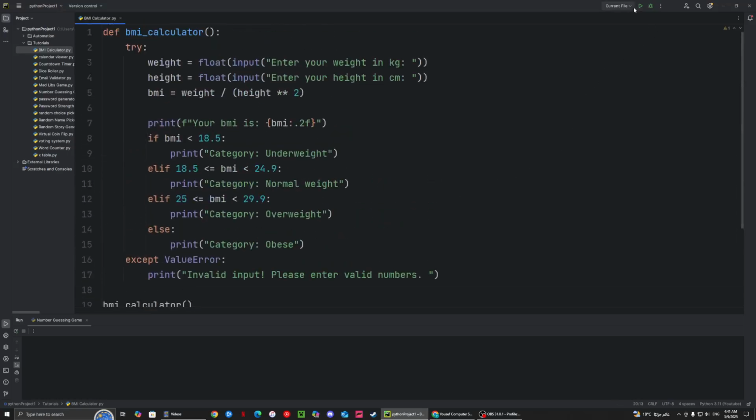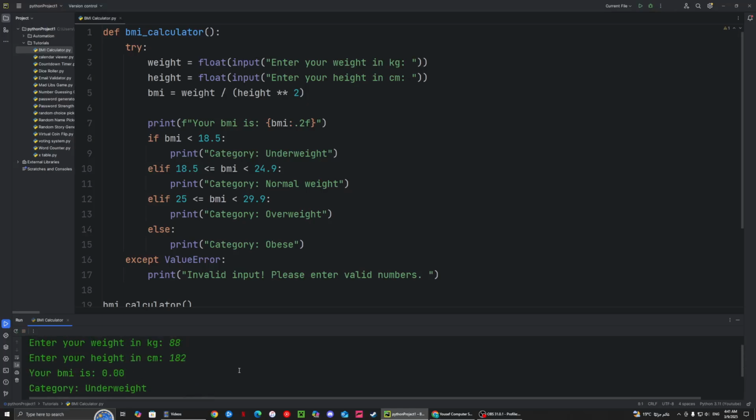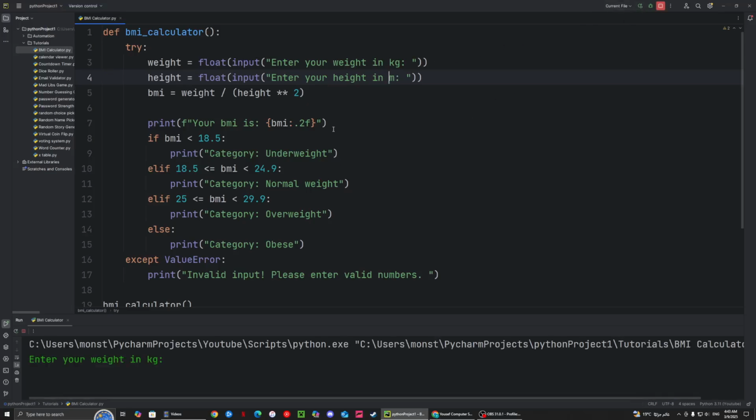So let's run it and see if it works. Enter your weight in kg. My weight is 88. Enter your height in centimeters. I am 182. Okay, so here we have a problem. Okay, so I figured out what the problem was. The height was in centimeters, but it should be in meters, not centimeters. So let's run it again and try it out.